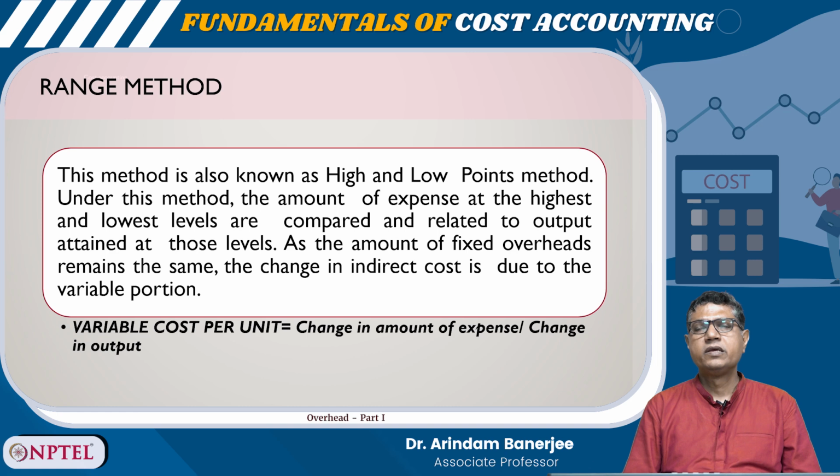Range method. This method is also known as high and low points method. Under this method, the amount of expense at the highest and lowest levels are compared and related to output attained at those levels. As the amount of fixed overheads remain the same, the change in indirect cost is due to the variable portion. So, variable cost per unit is equal to change in amount of expense divided by change in output.